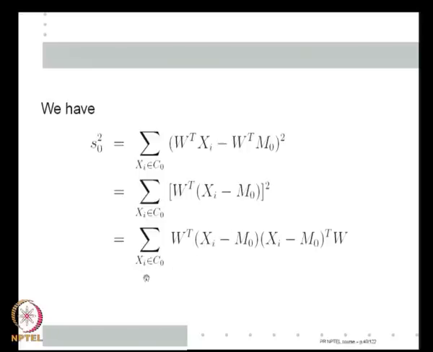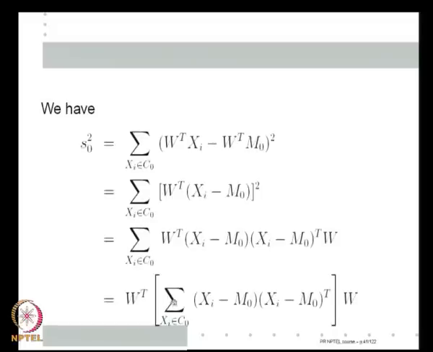Now, the summation is over xi, so W can come out of the summation. If I pull W out of the summation, I get W transpose, summation over xi belonging to C0 of (xi minus M0)(xi minus M0) transpose, times W. See, M0 is the mean of all xi in class 0. So, if I did this and divided by n0, if you remember, this is the maximum likelihood estimate for the covariance matrix.